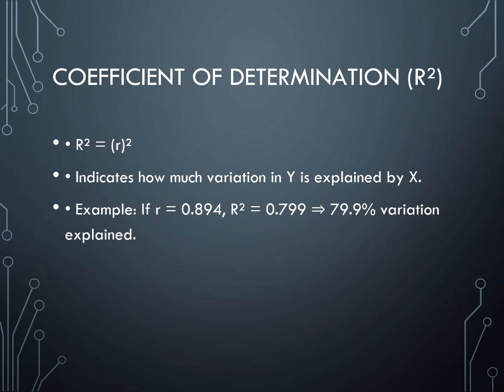Coefficient of determination. R squared, or the coefficient of determination, is simply the square of the correlation coefficient. If R equals 0.894, then R squared equals 0.799 or 79.9%. This means about 79.9% of the variation in Y can be explained by X.